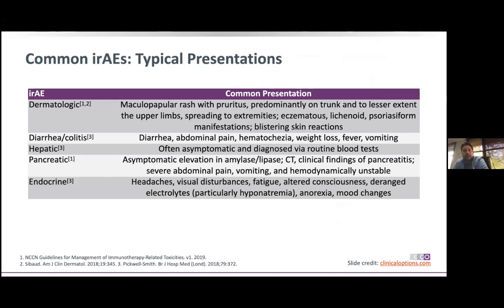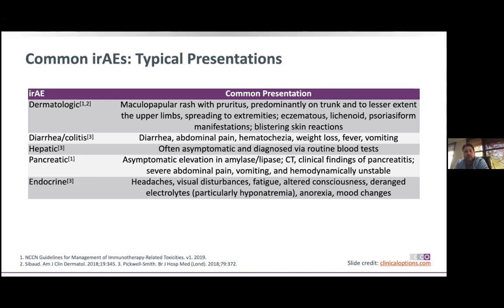In terms of your common adverse events, the dermatologic manifestation is a maculopapular rash, often with pruritus. It can blister and form bullous reactions. Your diarrhea and colitis can range from simple diarrhea, less than 4 stools a day, all the way up to severe colitis with hematochezia and fever, mimicking an acute severe ulcerative colitis episode.